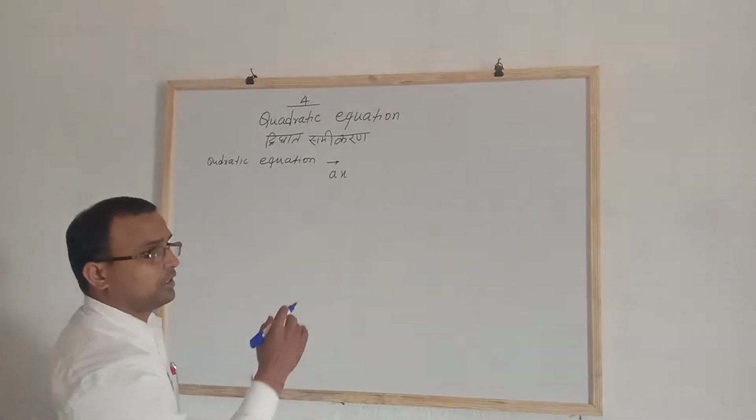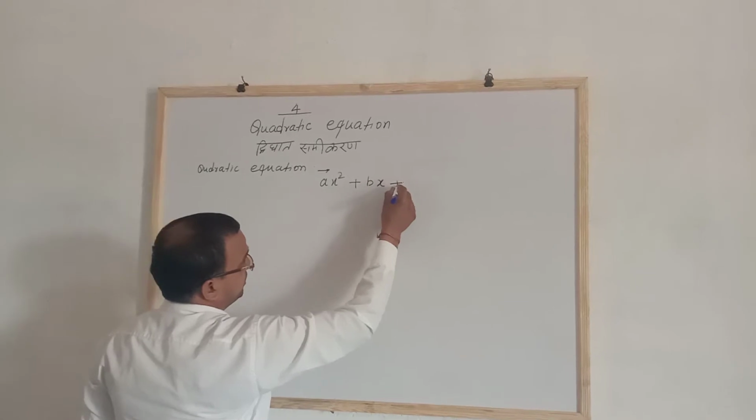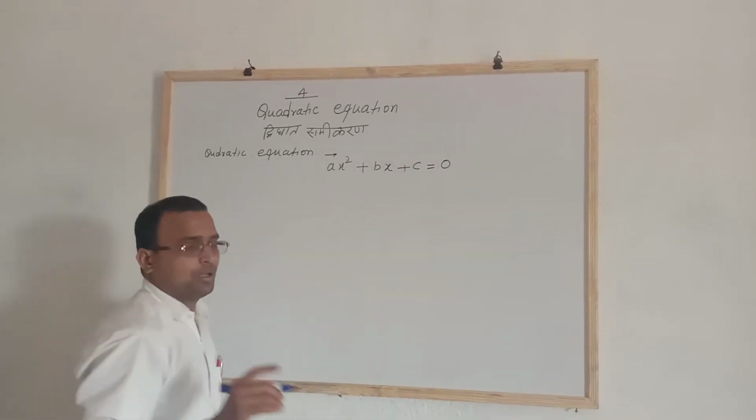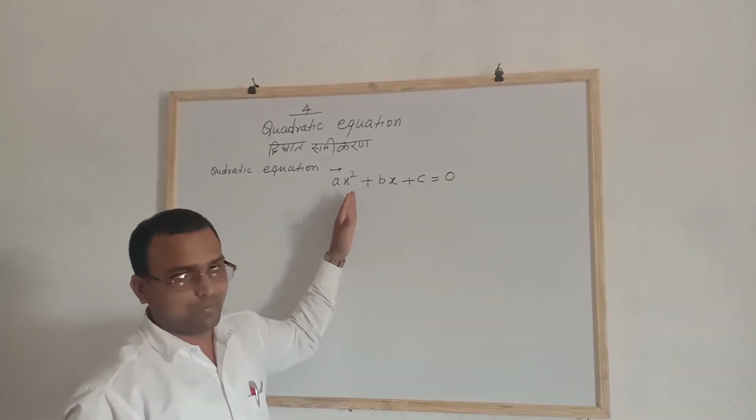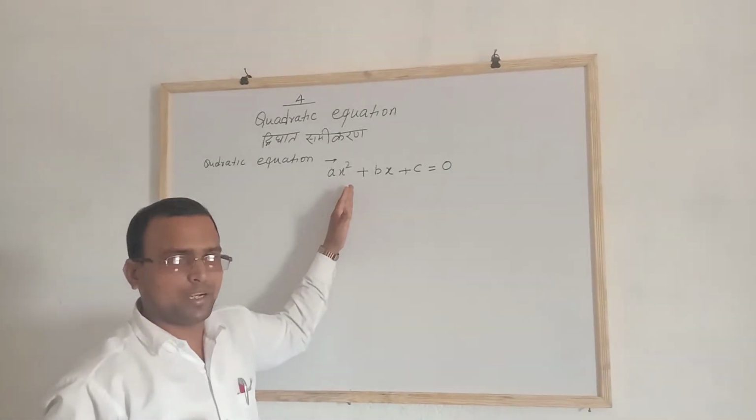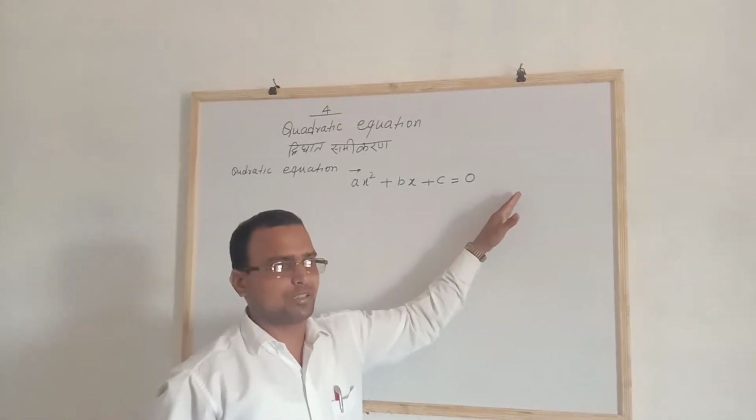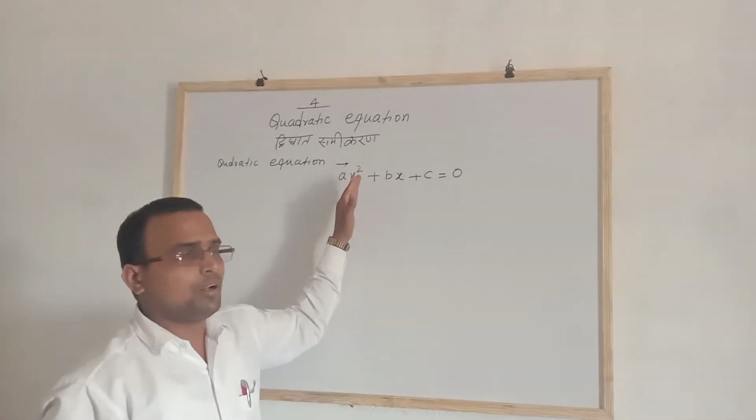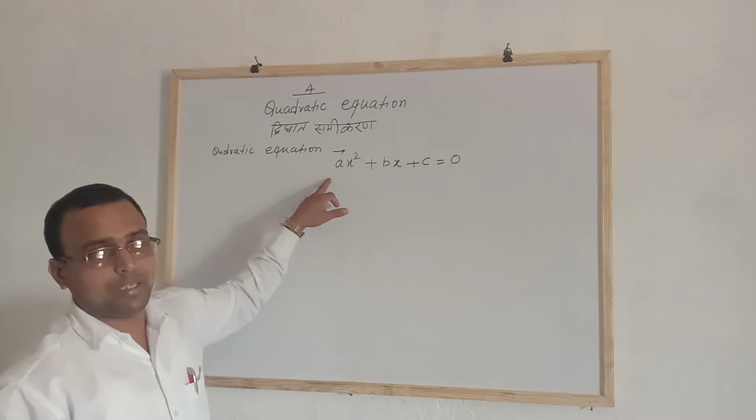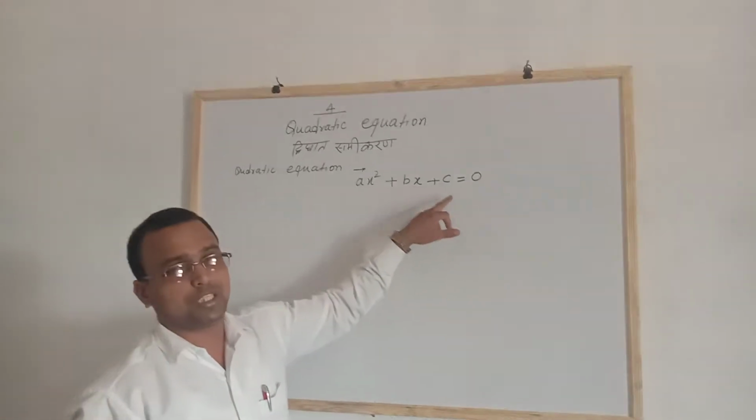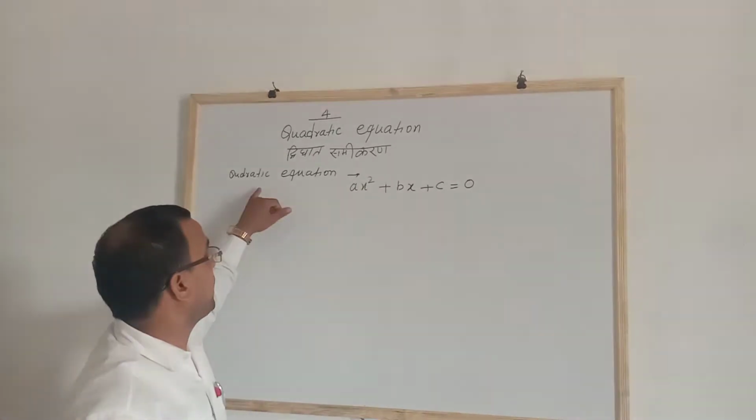So you can see here ax square plus bx plus c equal to 0. As you know, equation has two sides. First is left side, that is called LHS, and second is right side, that is called RHS. बाईं तरफ वाले को LHS कहते हैं और दाईं तरफ वाले को RHS कहते हैं. तो ये जो इक्वेशन है, ax square plus bx plus c equal to 0, इसका यह द्विघात समीकरण है, दैट मीन्स क्वाड्रेटिक इक्वेशन है.